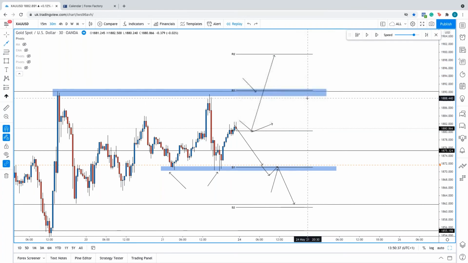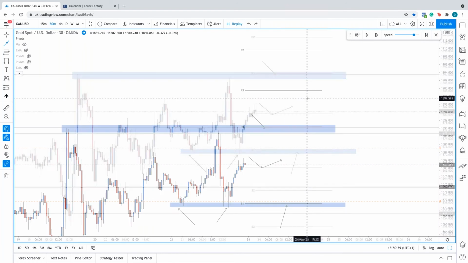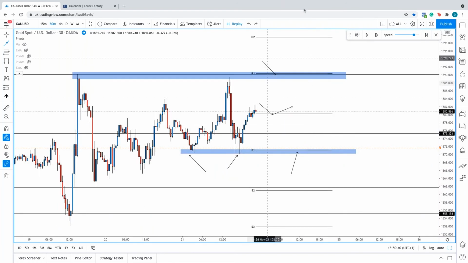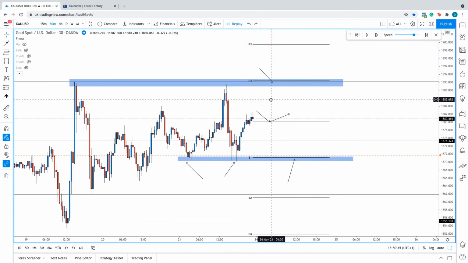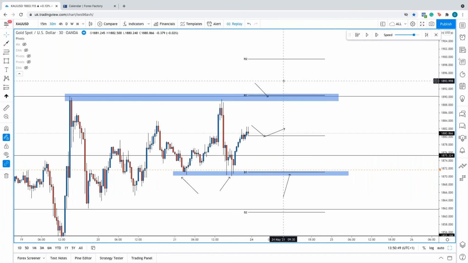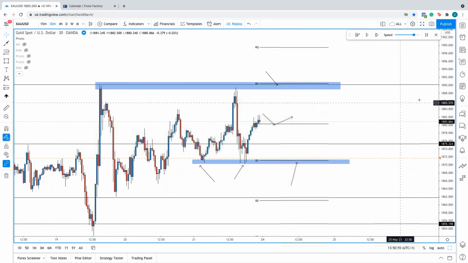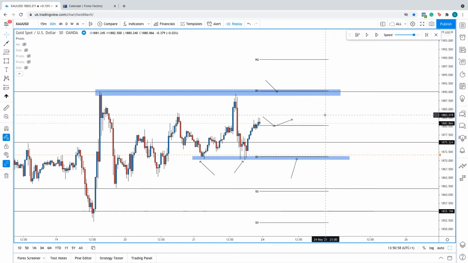So even if you wake up the next day and price has broken R1, what you would then look to do is just reevaluate. Okay, what is your next trading setup, and position yourself accordingly. So that is one way, of course, how I incorporate pivot points.